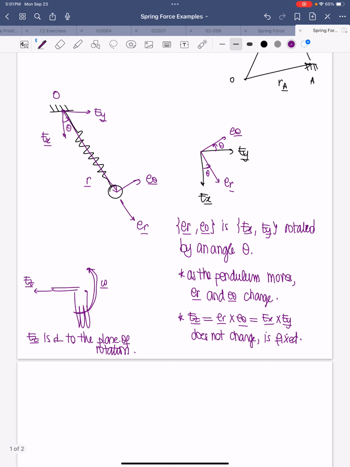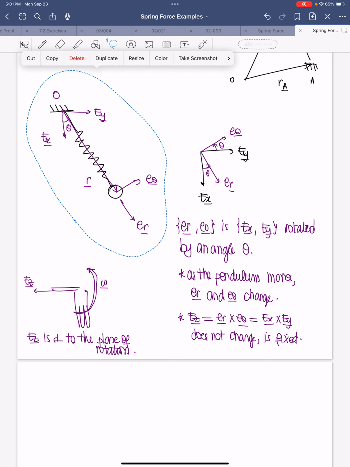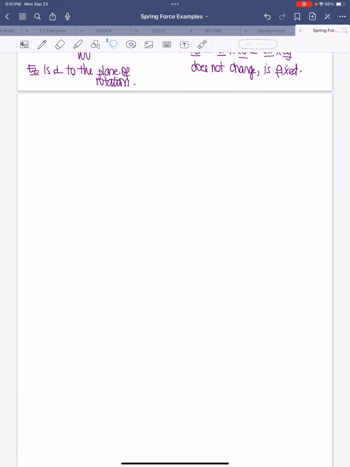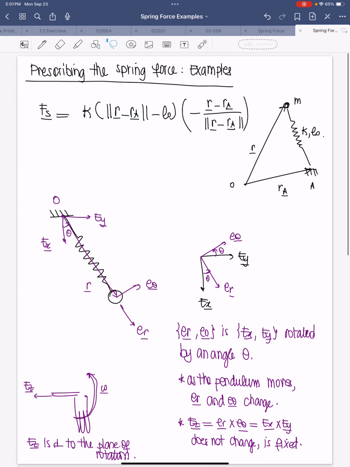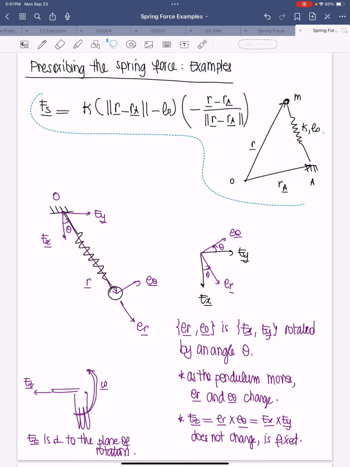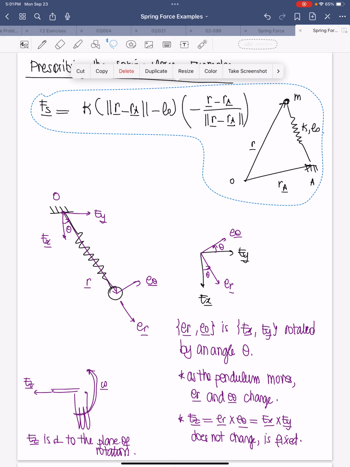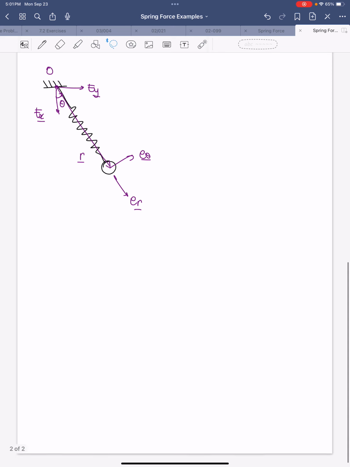Let me copy this figure again and paste. And let's copy the general expression for the spring force also. Copy and paste.